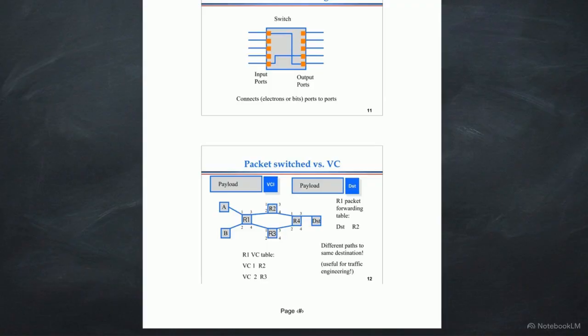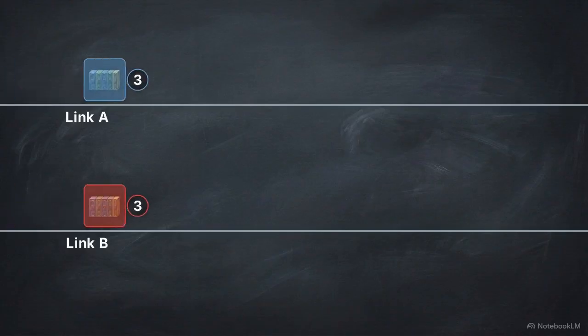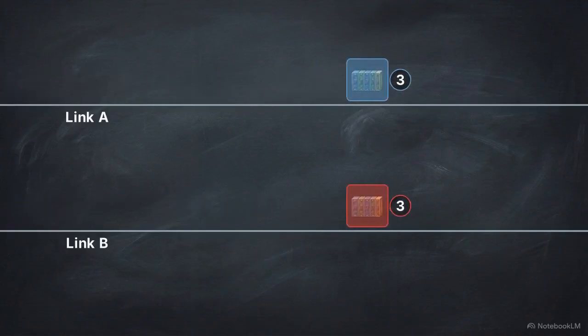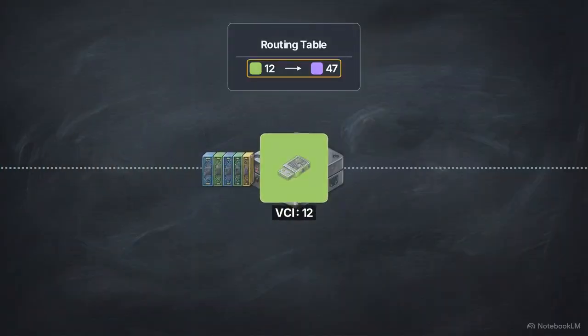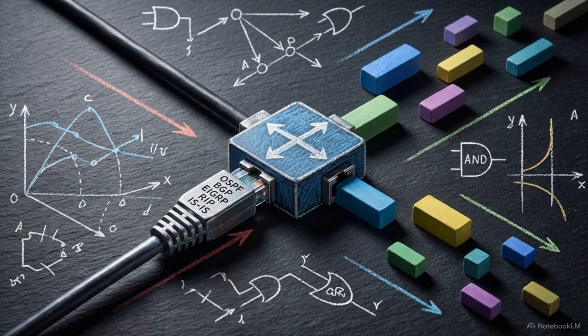When router 1 receives a packet bearing VCI 1, the table dictates output to router 2. Crucially, the identifier is swapped for a new one before forwarding. This swapping is necessary because VCI numbers are only unique on a per-link basis. If identifiers were assigned globally, the system would immediately run out of numbers, so the tags must change at every single hop.